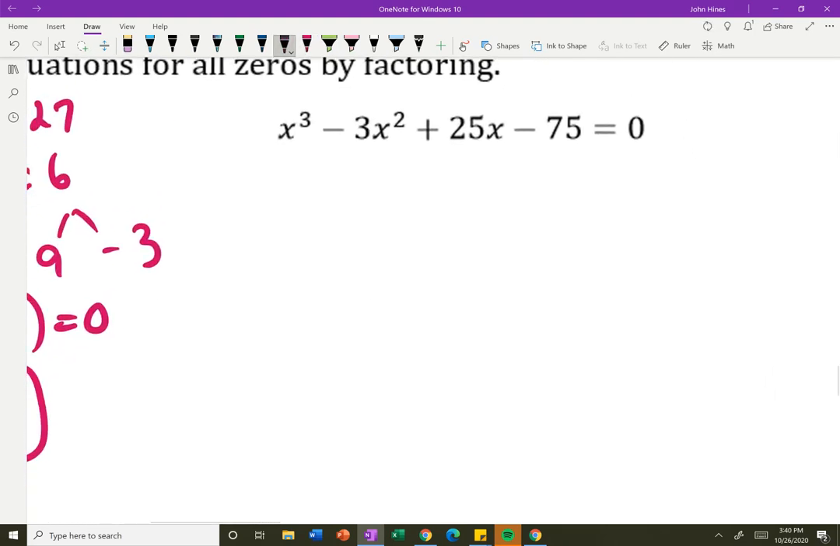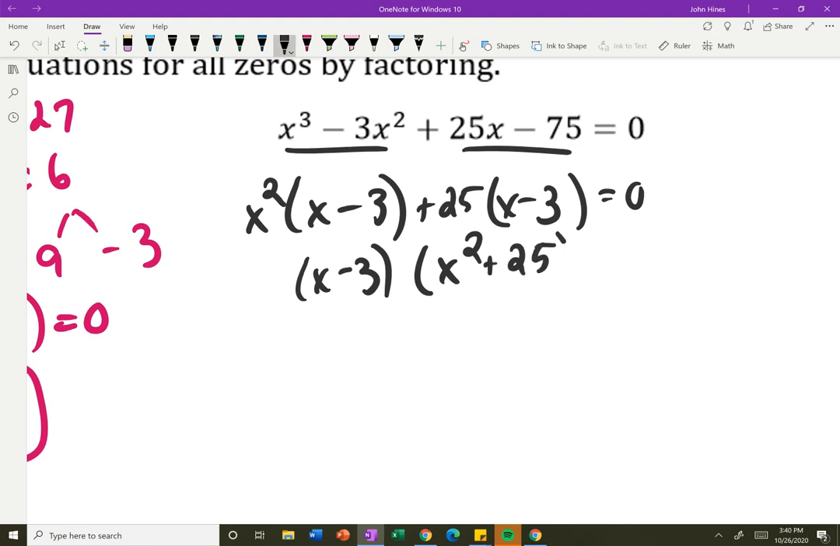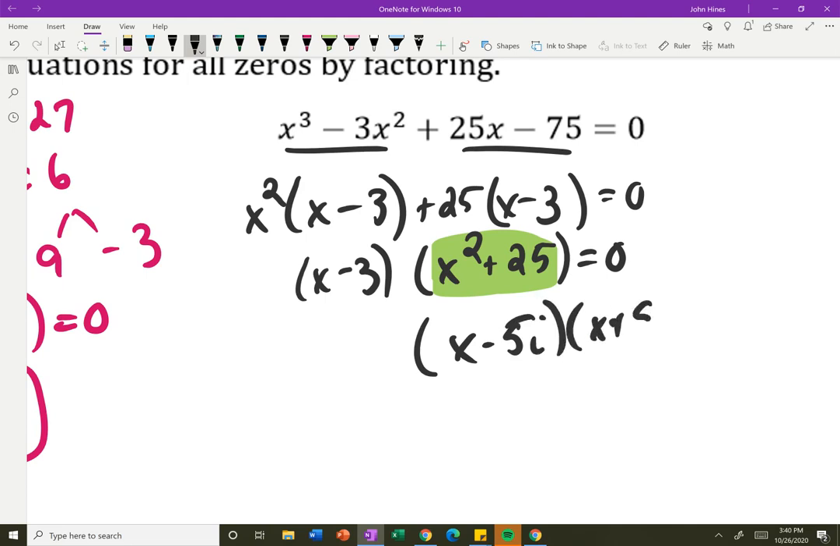I got 4 terms, which means I'm grouping. Can't be too bad. Positive 25 gets taken out there. And it looks like I've got the sum of perfect squares again. So I think, all right, I know how to factor x squared minus 25. So I'm going to do x minus 5i, x plus 5i. It's just like if it was the difference of squares, but I'm going to stick an i on that second term. So my solutions are positive 3.